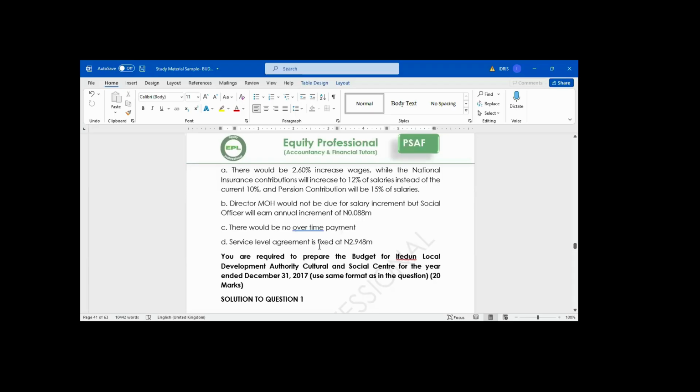Pension and insurance will be the same rate. Take, for instance, in practice, the pension rate is 10% for the employer, 8% for employee. Anywhere you want to compute pension, you have to use that 10% or 8%. It's the same thing.